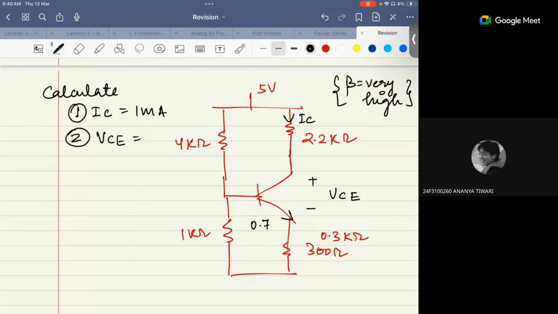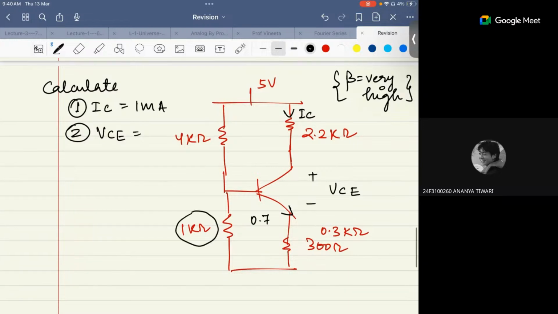Have everybody solved this? Do you want me to solve or you can solve it? Again, the same process: from the voltage divider, you can calculate the voltage across this 1 kilo ohm out of 5 volt. How much is the voltage? It is 1 only, right? 1 kilo ohm. And then you can use the loop here to calculate the IC. You'll be able to calculate the IC, correct?